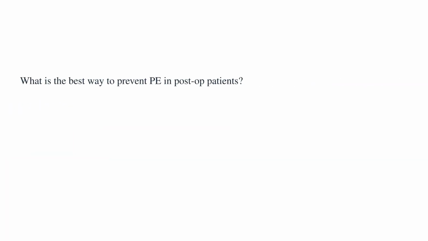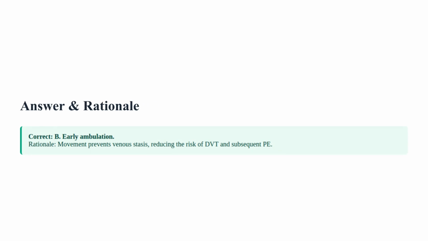What is the best way to prevent PE in post-op patients? Is it aggressive fluid restriction, early ambulation, high-dose anticoagulation, or strict bed rest? The best preventative measure is B, early ambulation. Mobility prevents venous stasis, addressing the core mechanism of DVT-PE formation.